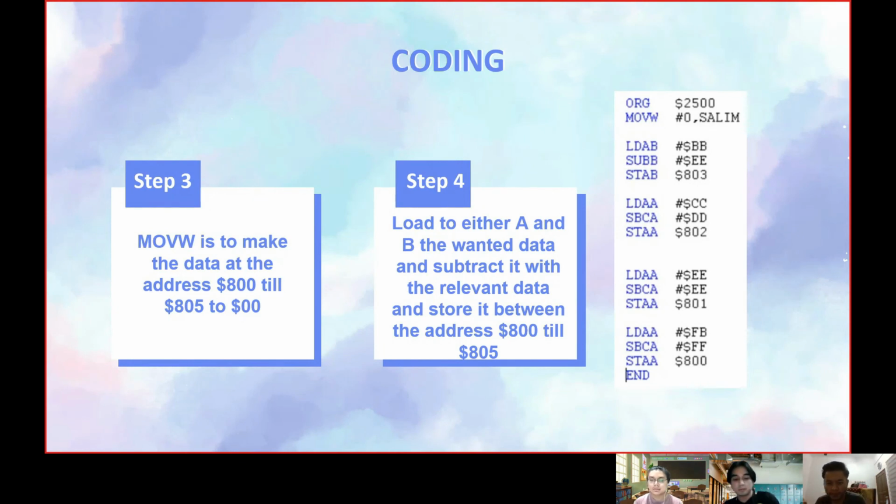As you can see from the coding, the first subtraction is only SUBB, and the second, third, and last are SBCA. The reason why we put the carry C there is because we don't want any carry to interrupt our process of subtraction. So there needs to be a C, the carry, in order to prevent that.